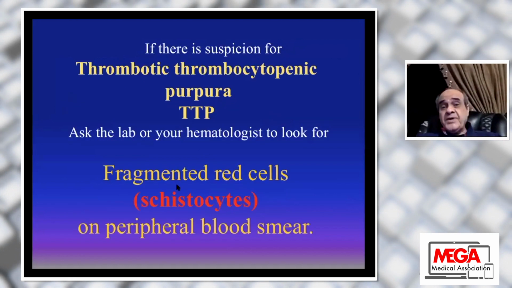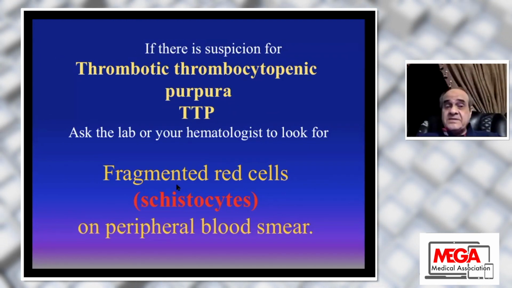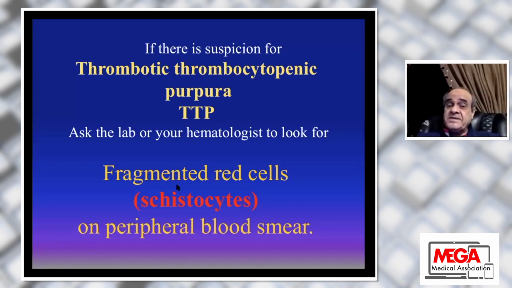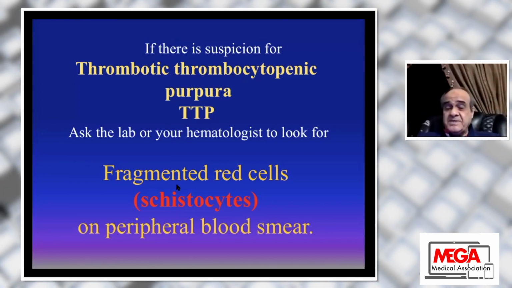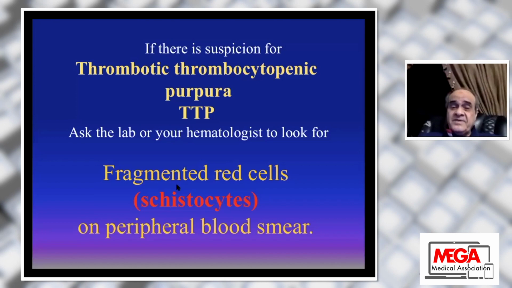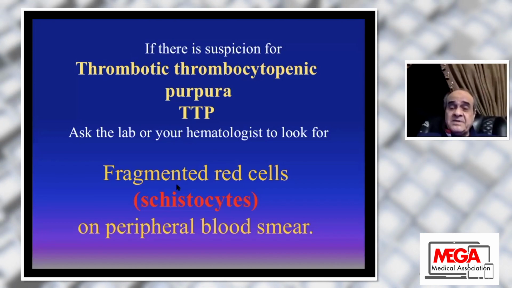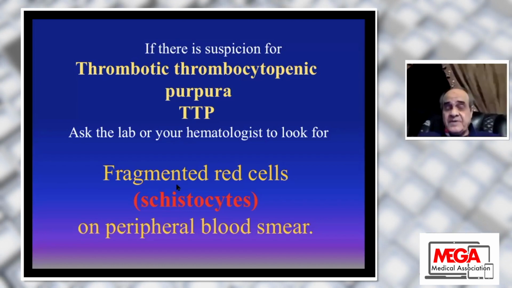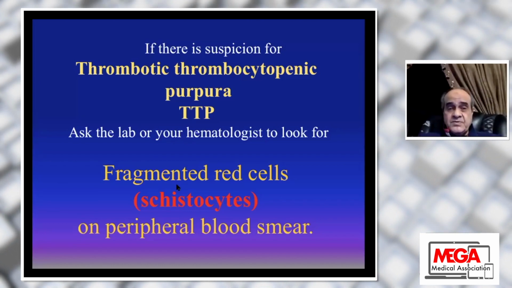Thrombotic thrombocytopenic purpura, TTP: ask the lab and the hematologist to look for fragmented red cells, schistocytes, in the peripheral blood smear, and if you diagnose it, we have to give fresh frozen plasma or plasmapheresis as soon as possible.